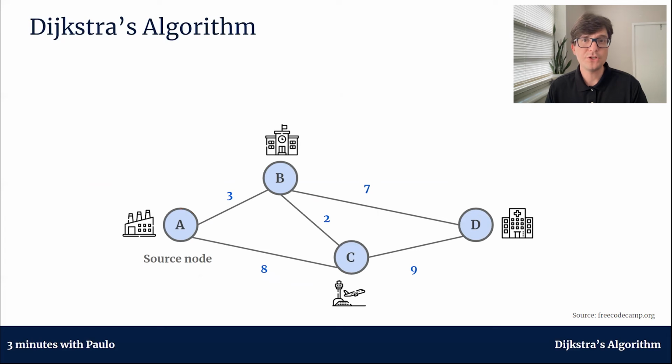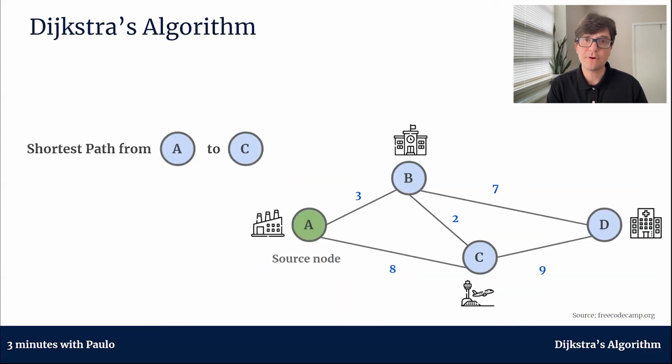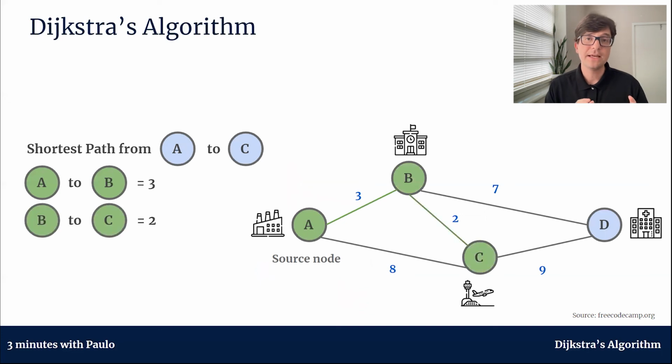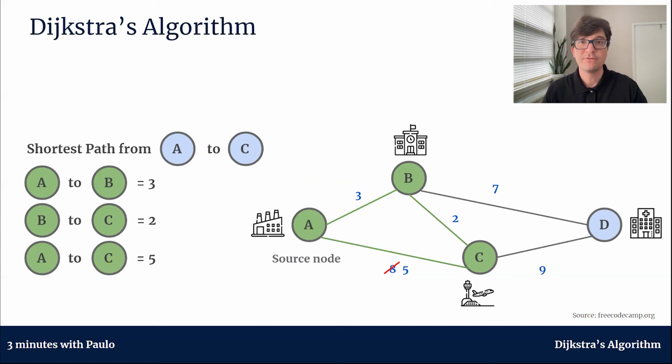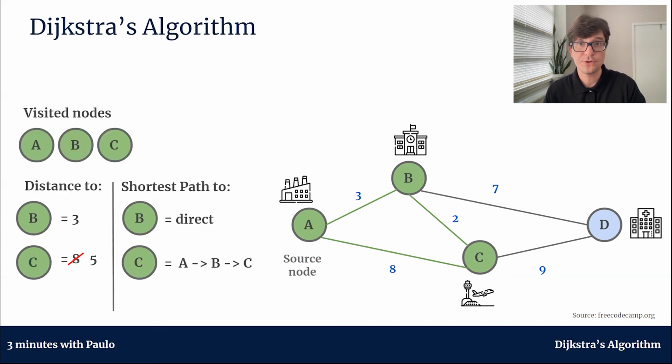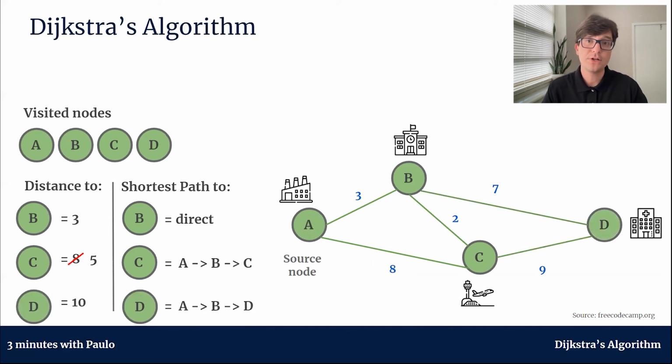For example, what's the shortest path between nodes A and C? The cost to go directly from A to C is 8, but we can also go from A to B and from B to C. If we do that, the cost would be 5 rather than 8. Once the algorithm finds the shortest path between the source node and another node, that node is marked as visited and added to the path. The process continues until all the nodes in the graph have been added to the path. This way, we have a path that connects the source node to all other nodes following the shortest path possible to reach each node.